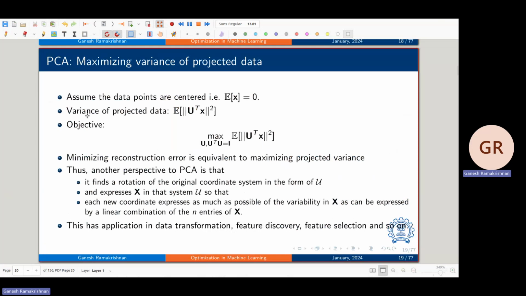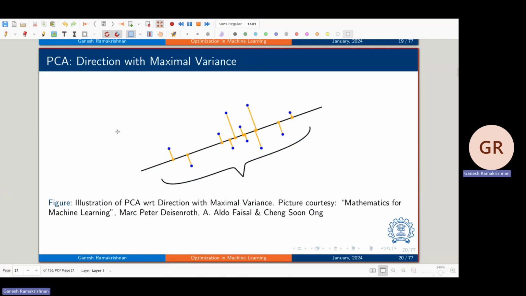There's another perspective, which is maximizing the variance of the projected data, which I didn't explain in the class, but I gave a hint. I told you about points which were uncorrelated being uncorrelated post the transformation, and that's pretty much what it says. So the objective here is that in expectation you want to maximize the norm squared of u transpose x, which is basically the variance. You want to capture the direction of maximum spread. It's like finding the direction with maximum variance. Since this is optional, I'm just running through it.